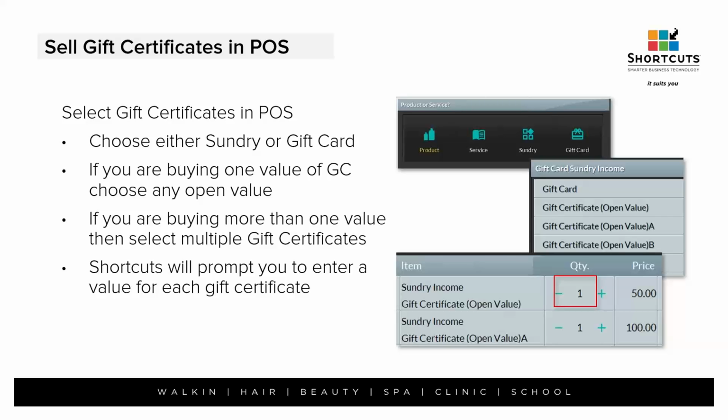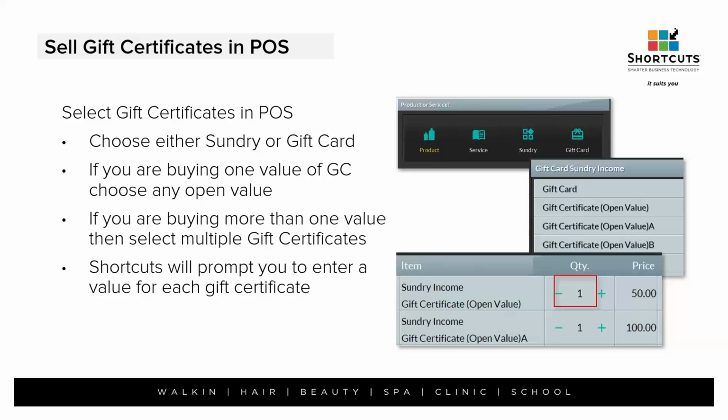Now, if the customer wants to buy multiple values, that's why you have the options for open value A and open value B. So if a customer says, I'd like to buy a $50 gift card, you would choose gift certificate open value. And then the customer says, and I'd like to buy a gift certificate worth $100. Oh, in that case, I'm going to choose gift certificate open value and open value A. So I have two different amounts that I can use. So just remember that. That's why you have multiple options.